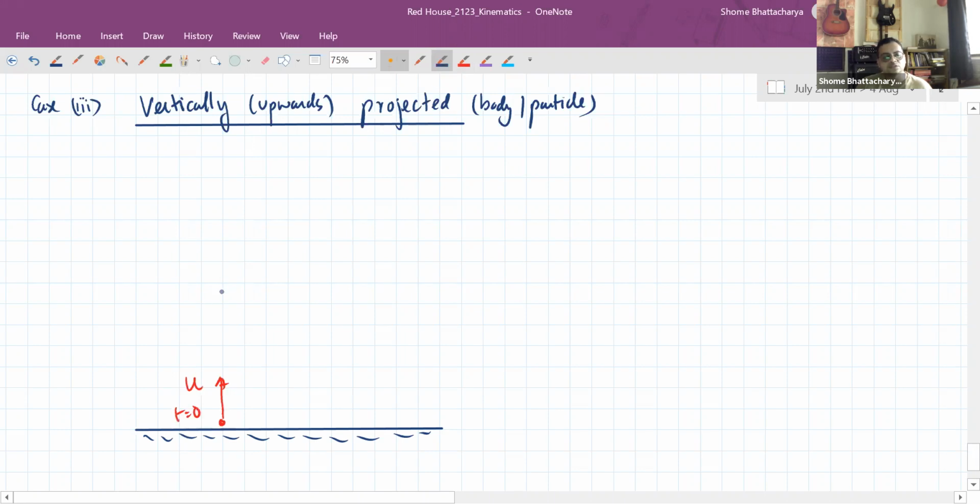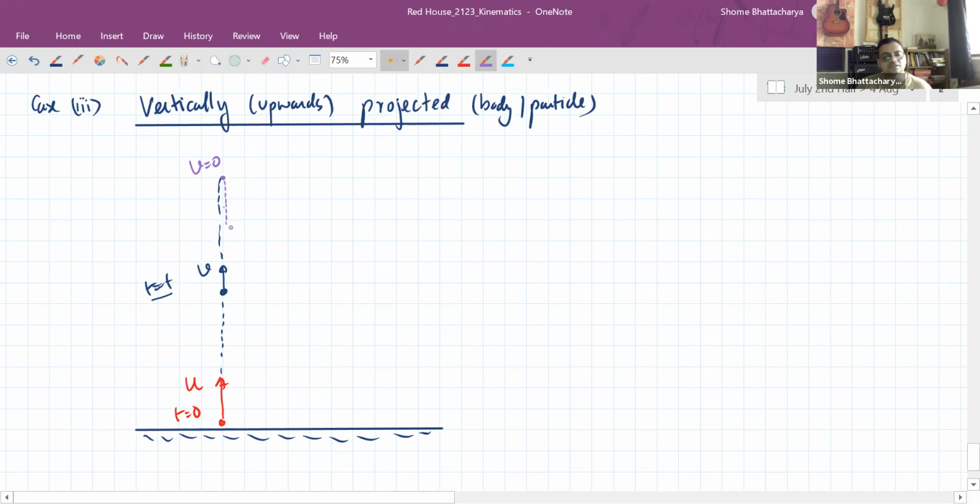So as it is going up, it's kind of losing speed. At some time t, if it has a speed v upwards, this v will be less than u. But also, as it continues up, at some stage, because it's decelerating, it will come to an abrupt halt, at rest for an instant, and then after that it will start coming down.